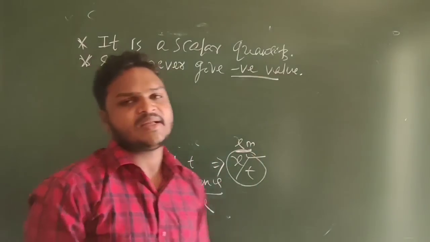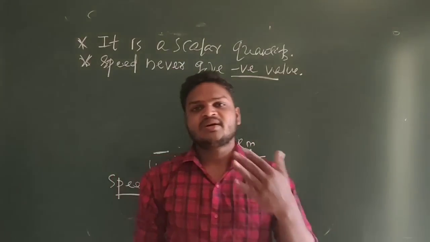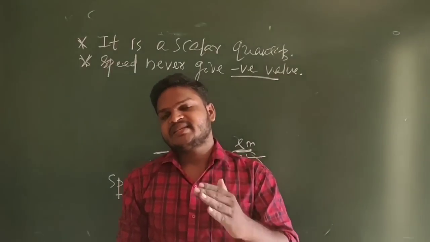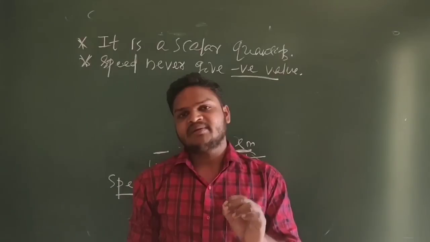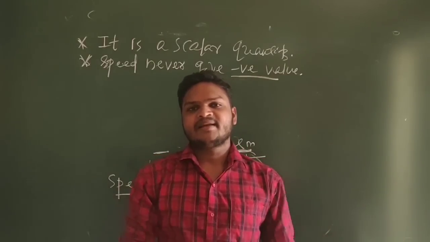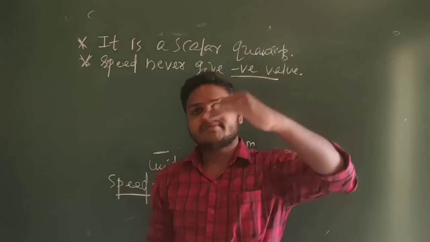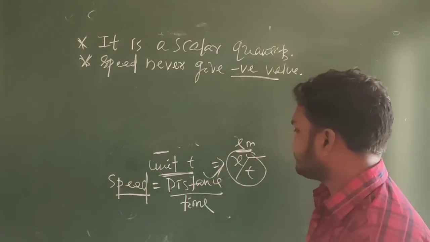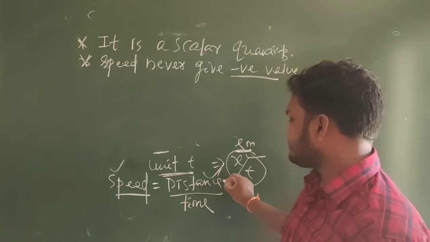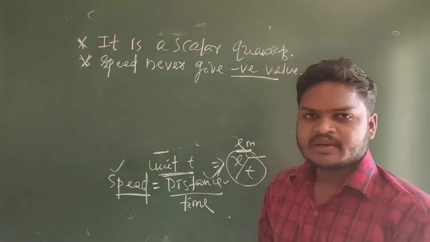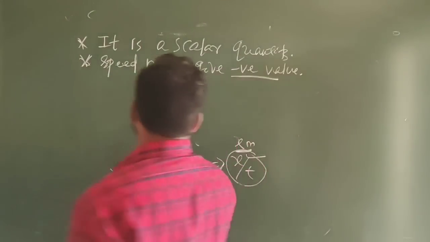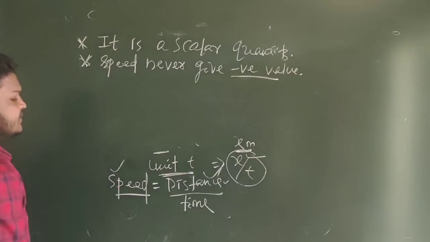Speed is never negative because distance is always positive. If we travel some distance, then distance is always positive. If we travel 2 meter distance, then 5 meter distance, then 7 meter distance, then distance is always positive. And if distance is always positive, so speed is always positive. If the distance is 0, then speed is 0. But distance is never negative, so speed is also never negative.